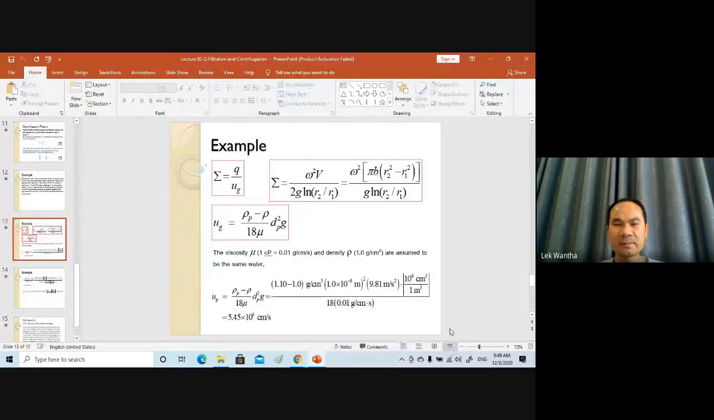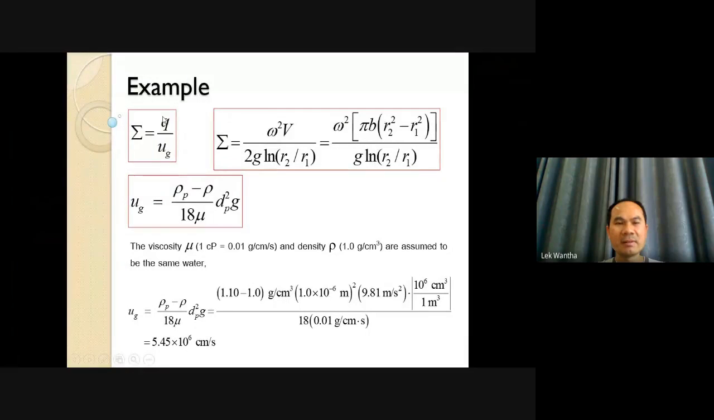For this case, sigma equal to Q divided by UG. And what is the sigma? Sigma is omega square V divided by 2G log R2 divided by R1, if we do the tubular bowl. For tubular bowl, we can use this formula, and this UG. For the example, viscosity is approximately 0.01 gram per centimeter per second, and density is 1 gram per cubic centimeter. Because we have no data for it, we can assume the property.